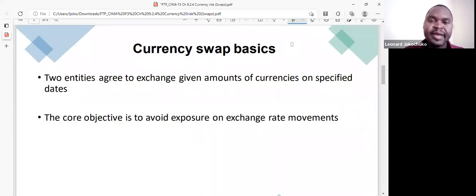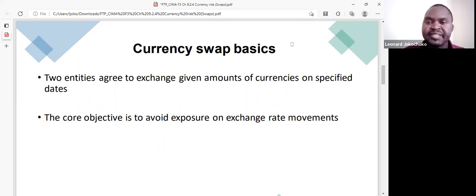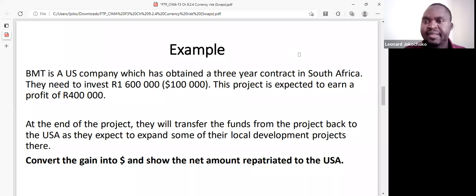So a swap is an arrangement where 2 entities will enter into an agreement to exchange given amounts of currency on specified dates as well as on a fixed exchange rate. The core objective is to avoid exposure on exchange rate movements. This means, therefore, that if the exchange rate increases or if the exchange rate decreases, none of these will affect your overall price. An example will assist us to see how this works.